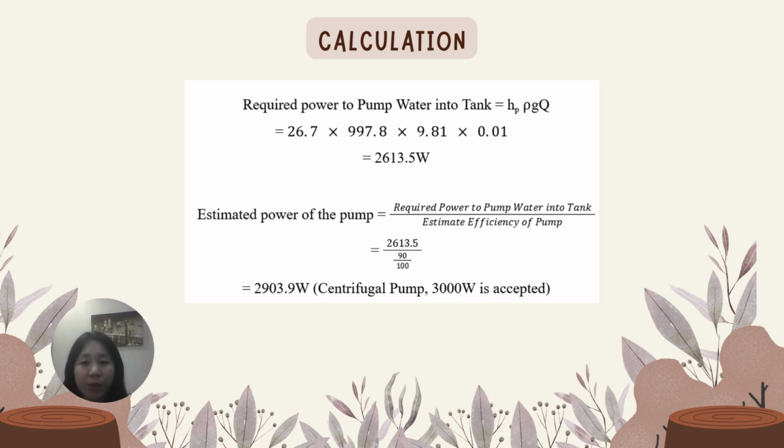Next, we continue to find the required power from the water and also the power of the pump. After getting the power needed from the water, we estimate the efficiency of the pump, which is 90%, and get the estimated power of the pump, which is 2,900 something watts. It is a centrifugal pump, and it is a medium or large size pump.